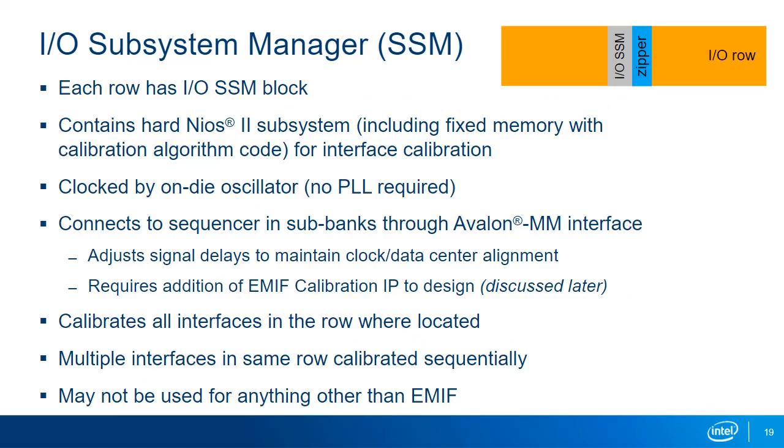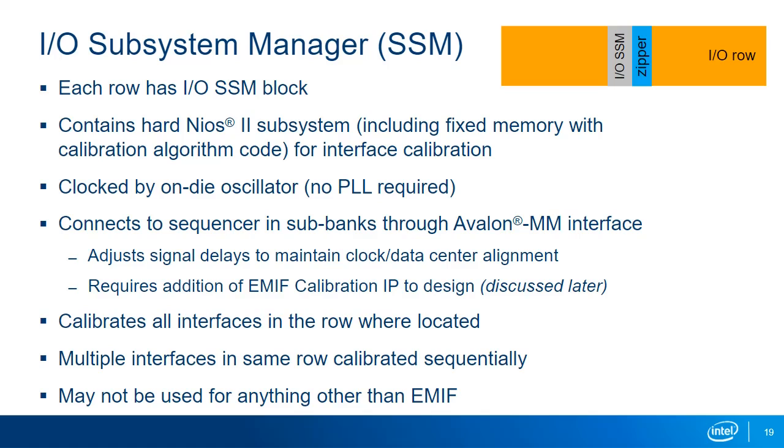In both the top and bottom rows of the device is a special block called the I/O Subsystem Manager, or IOSSM, located just to the left of the zipper. This block contains a hard NIOS 2 subsystem connected to each of the sub-banks through an Avalon memory mapped interface. It is clocked by its own on-die oscillator, so it does not require a clock connection from a PLL. This subsystem is similar to the system used for interface calibration in older device families.